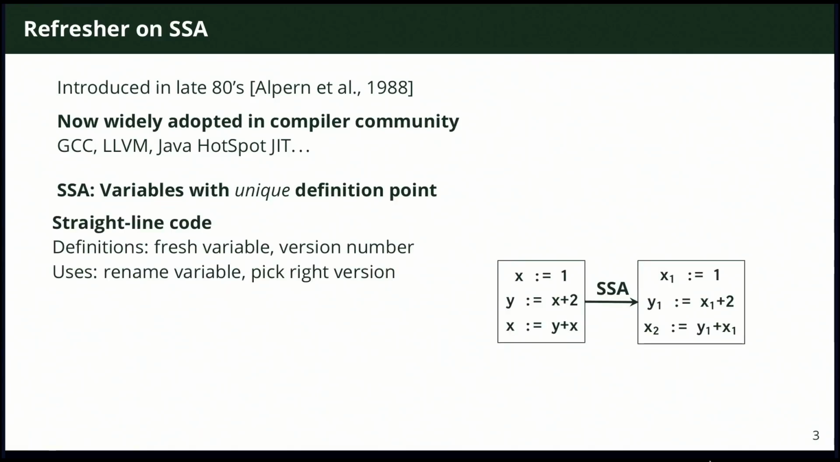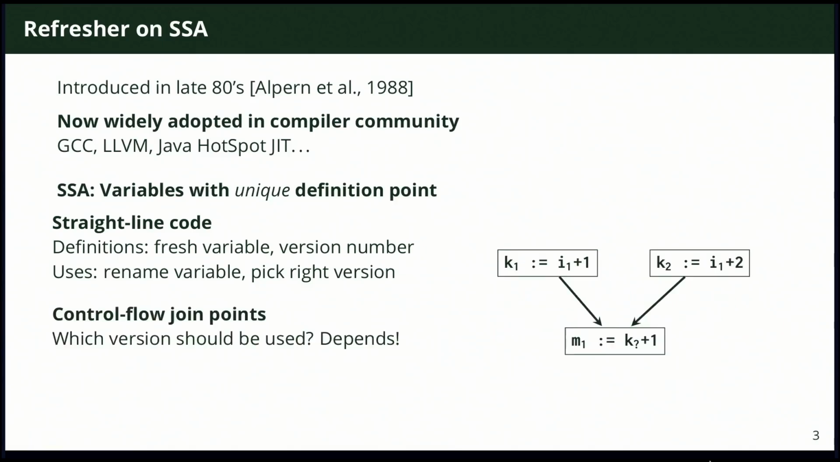So for straight line code, the SSA generation is quite straightforward. For every redefinition of a variable, we actually instead assign to a new version of that variable, and then in subsequent code we'll have to rename uses of the variable to use this new version. But we run into a problem when we have a control flow join point, because we're actually not certain which k we're going to assign to m.